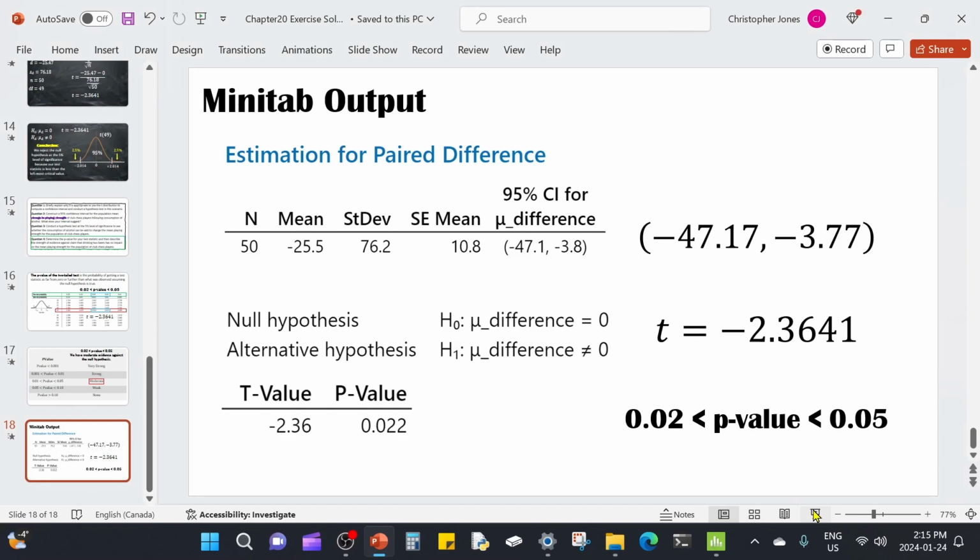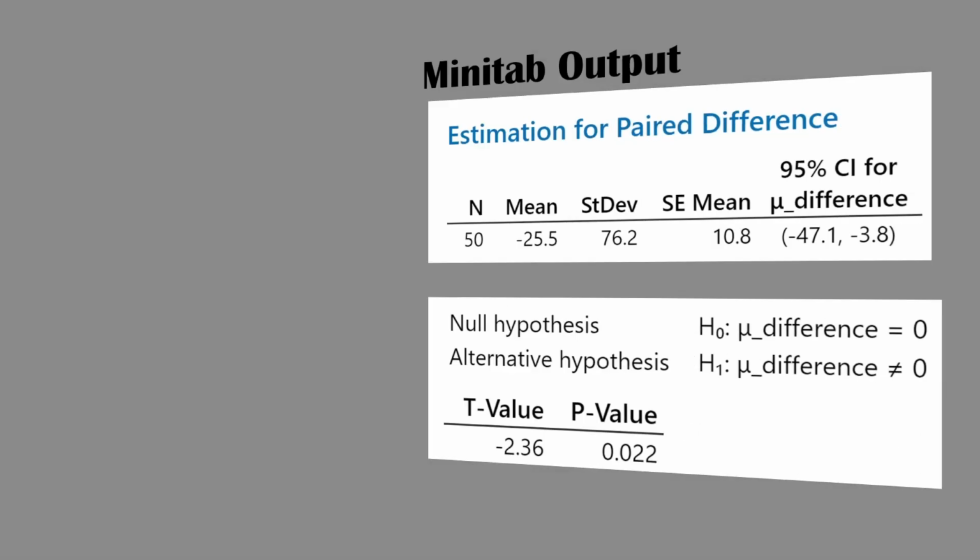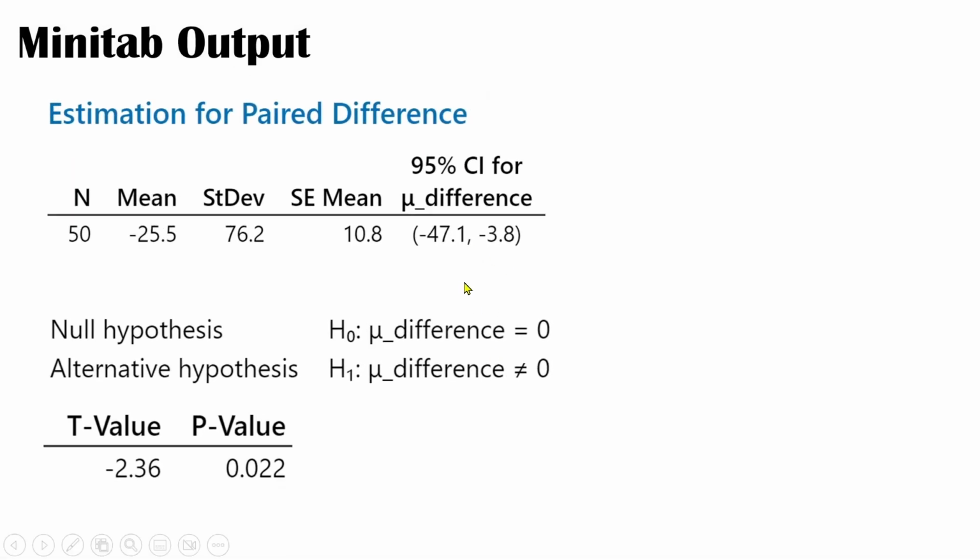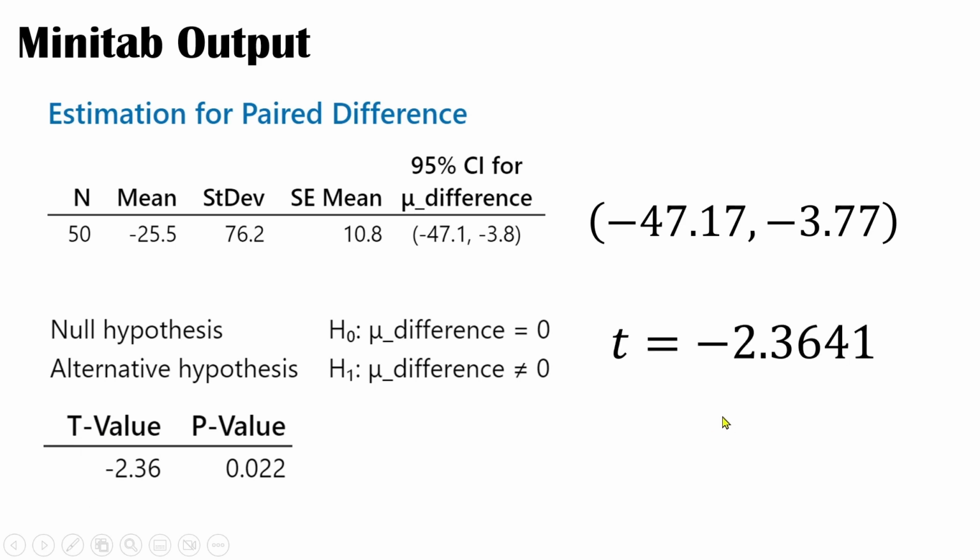Let's see. So go back. Right, and I just want to point out that the 95% confidence interval for the population mean difference is here, and that is in agreement with what we calculated. You can see that the test statistic for this test is in agreement with what we calculated. And now the p-value also just validates our range of values. So we said the p-value was between 2 and 5%, and you can see it's about 2.2%.